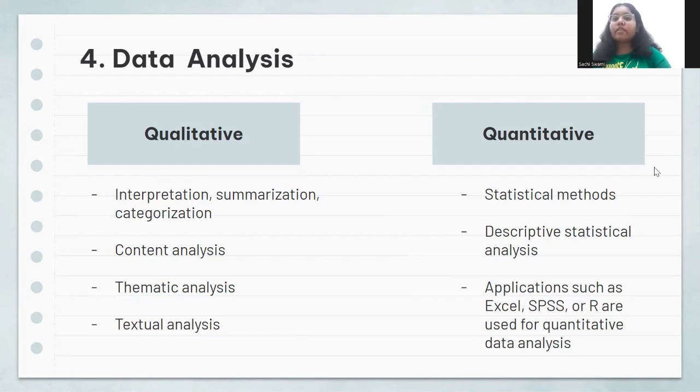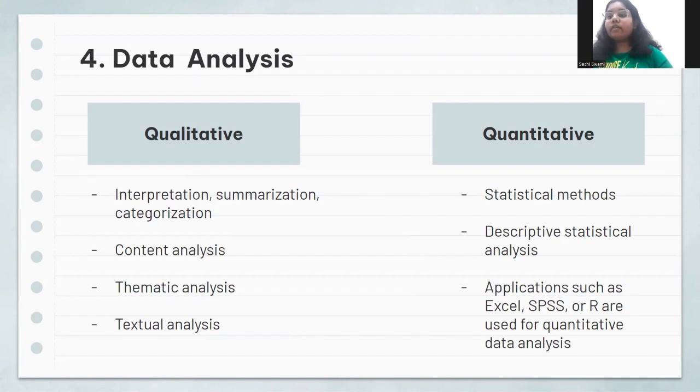If it's qualitative, then it focuses on interpretation, summarization, and characterization. And this is usually done through content analysis, thematic analysis, and textual analysis. So, for example, thematic analysis is basically where you categorize your data into themes to make it organized and easier to interpret. You have to make sure that your analysis directly correlates with your research question, and a qualitative analysis actually helps you to systematically summarize and categorize your whole data.